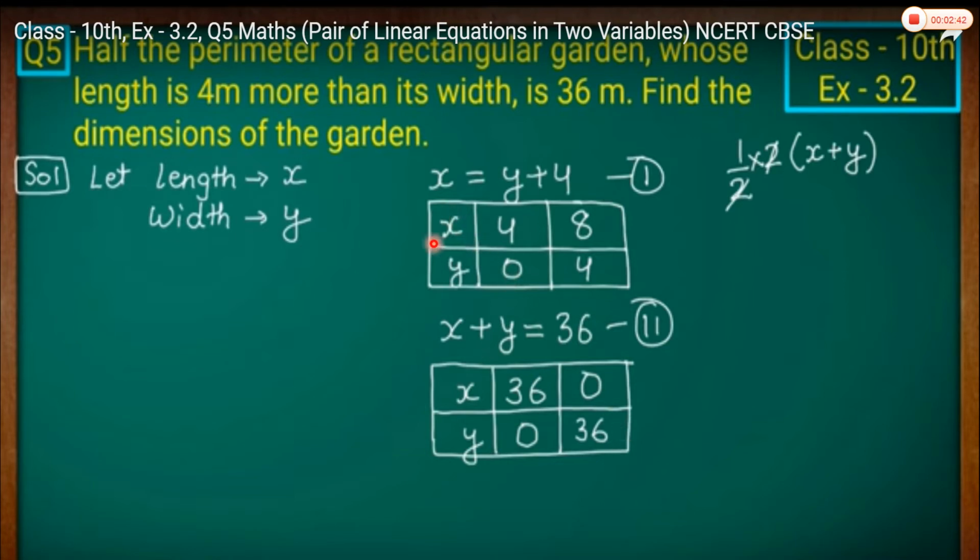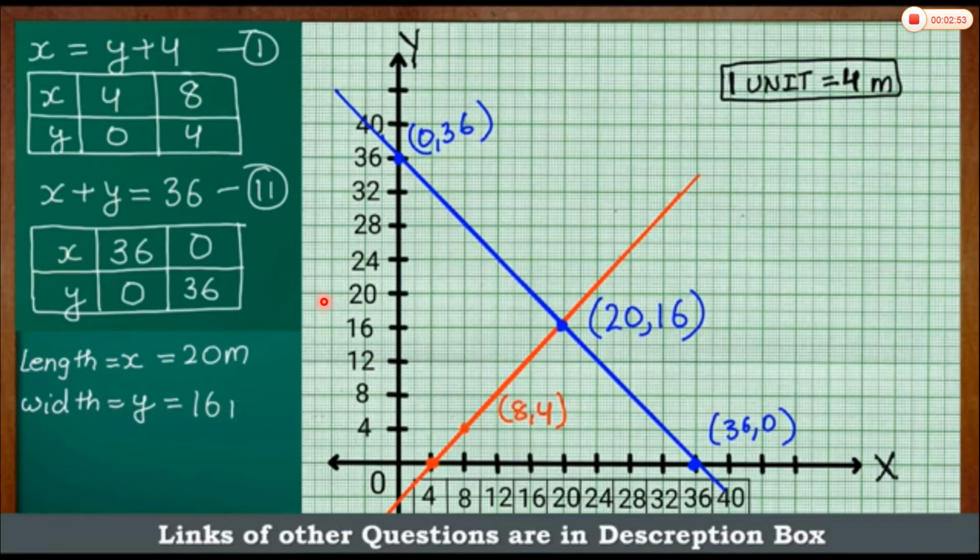Now we have obtained the first table from equation 1 and the second table from equation 2. So draw a graph from these tables. Here 1 unit equals 4 meter. Write 4, 8, 12, 16, 20, 24. And this is the x-axis and this is the y-axis.